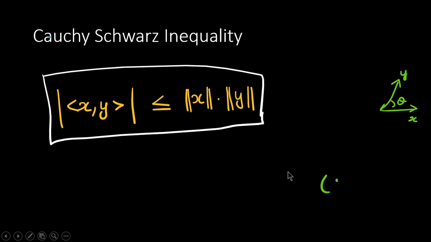So we can reach this equation by taking the inner product of x and y equal to norm of x times norm of y times cos theta. From this we can reduce to this inequality. For the time being we are leaving out the proof. So remember, the inner product of two vectors is always less than or equal to the product of their lengths.